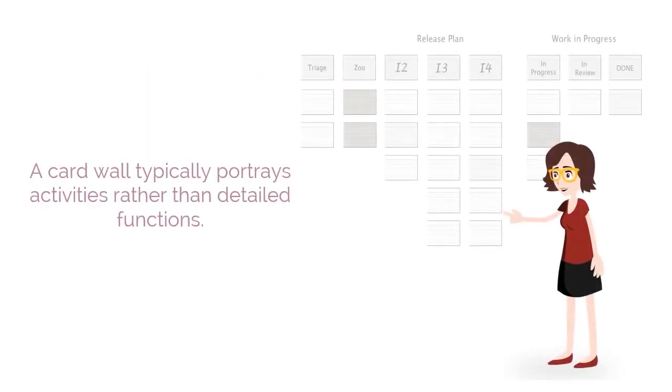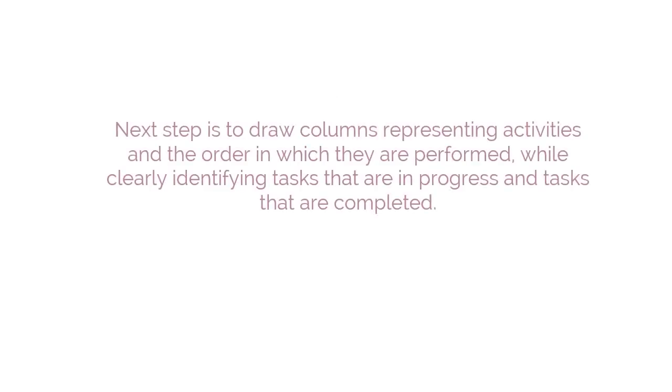The fourth practice is drawing a card wall. Kanban recommends modeling the work and not the workers. A card wall typically portrays activities rather than detailed functions. After thoroughly understanding the workflow, the next step is to draw columns representing activities and the order in which they are performed, while clearly identifying tasks that are in progress and tasks that are completed.